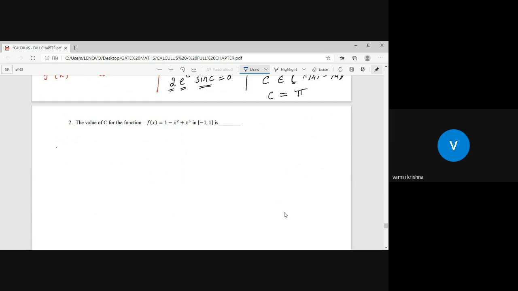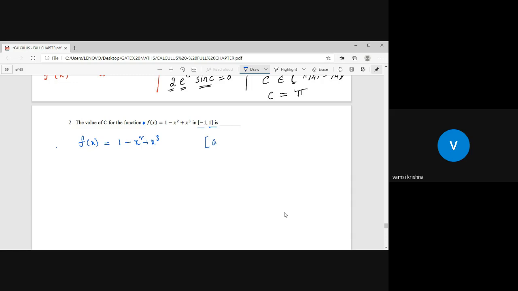The value of c for the function f of x is equal to 1 minus x square plus x cube in the closed interval of minus 1 comma plus 1. Yes, sir. Let us find out f of x first. The given f of x is equal to 1 minus x square plus x cube.